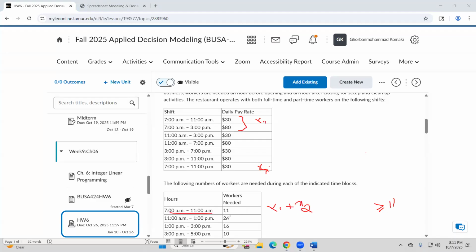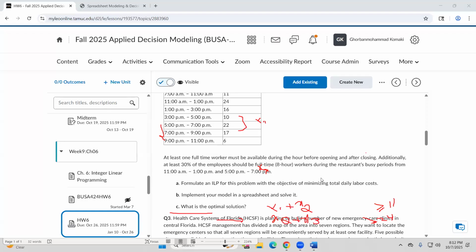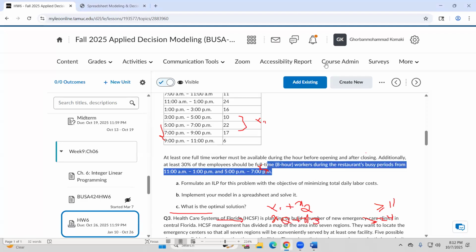Makes sense, everyone? The same thing for 11 to 1. So these two can work, right? So it's going to be x2 plus x3 should be greater than or equal to 24. And the same for the rest. The only thing that you need to define is the number of full time and also you have something here.